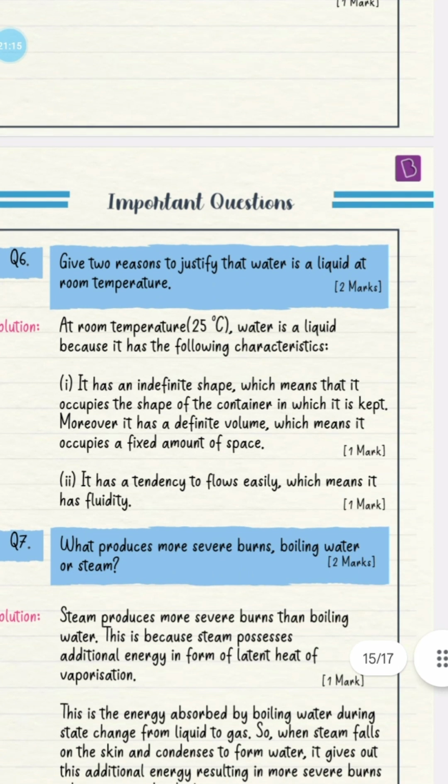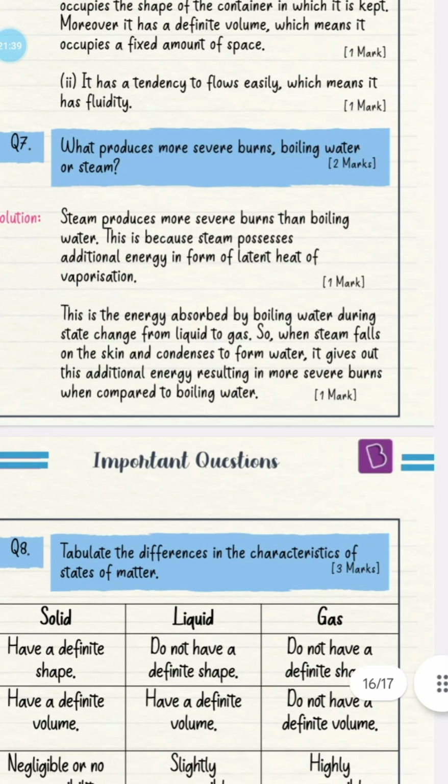Okay, then we have our sixth question. Give two reasons to justify that water is a liquid. You can write two properties of water, right? At room temperature, 25 degrees Celsius, which is our normal room temperature, water is a liquid because it has the following characteristics. Because it has indefinite shape and it has definite volume. It has a tendency to flow, hence it can be called a liquid.